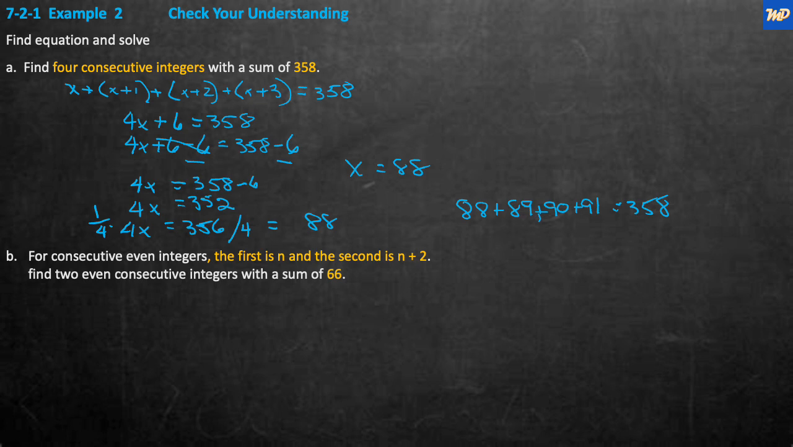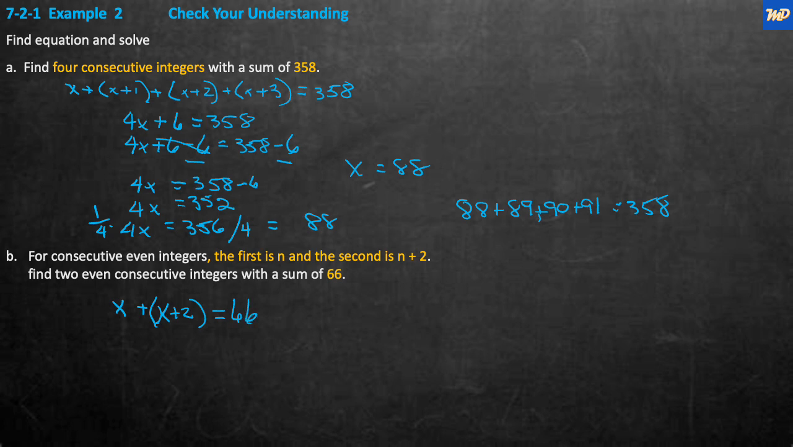For consecutive even integers, the first is n and the second is n plus 2. So before we added 1, we did n plus 1, and here we're doing n plus 2. Find two even consecutive integers with a sum of 66. So how would we write that out? We'd say x is our first one, and the second integer is x plus 2. And those two numbers equal 66.